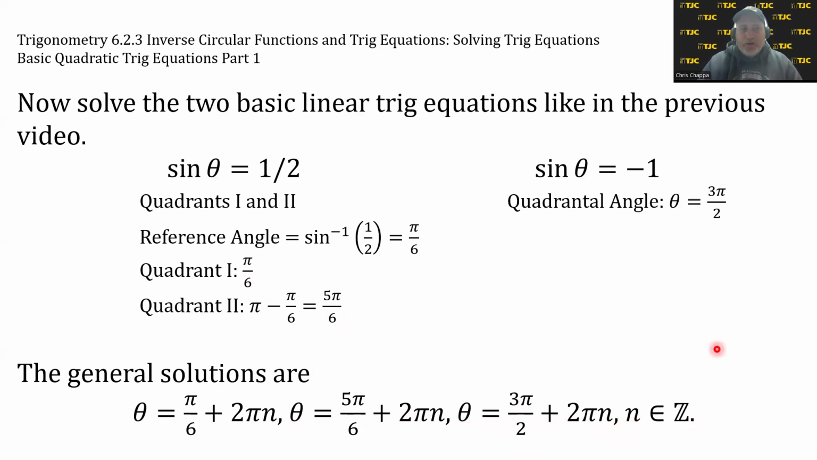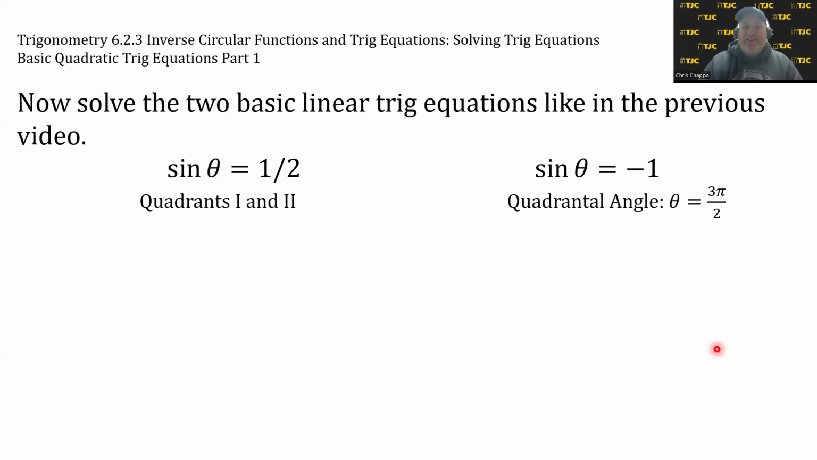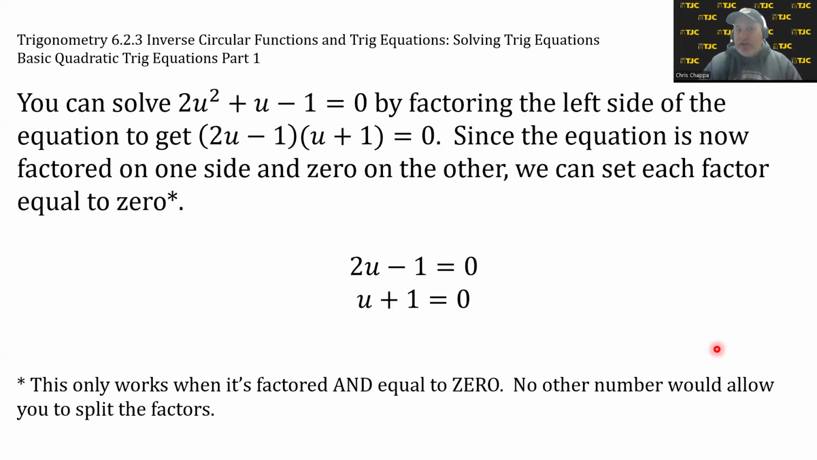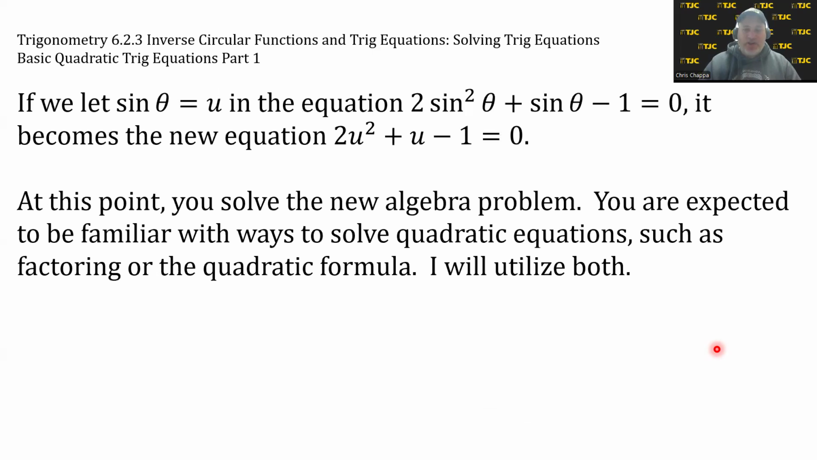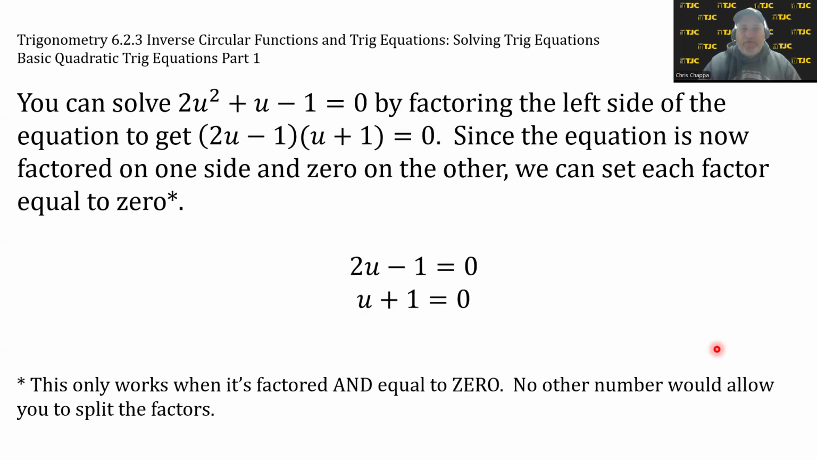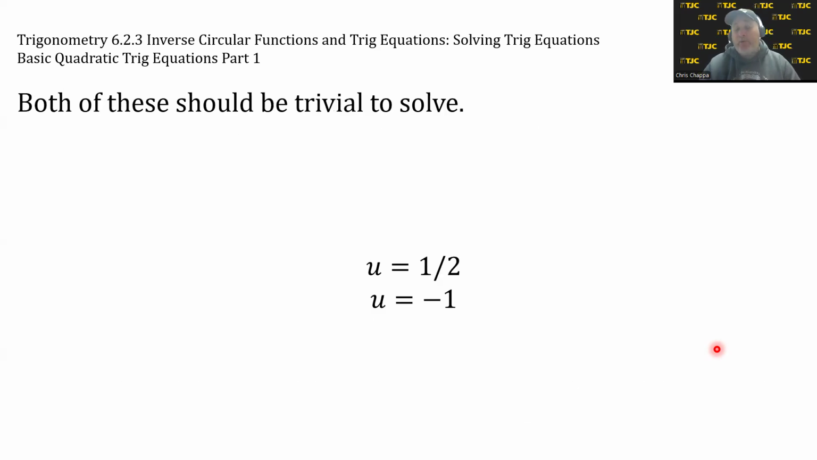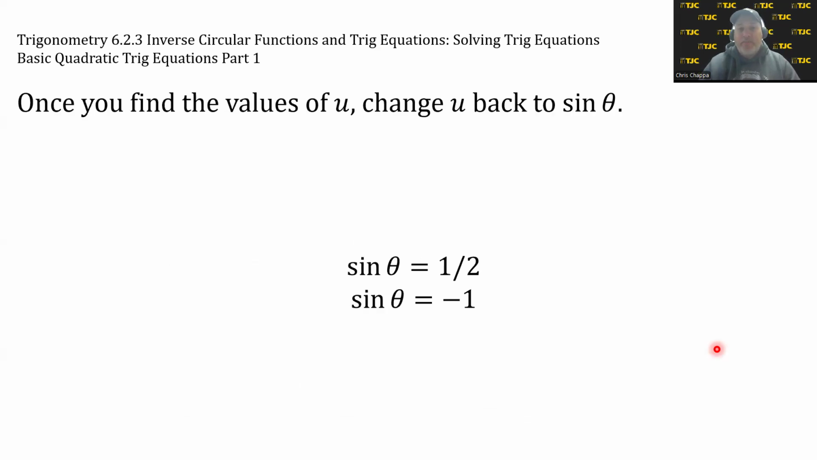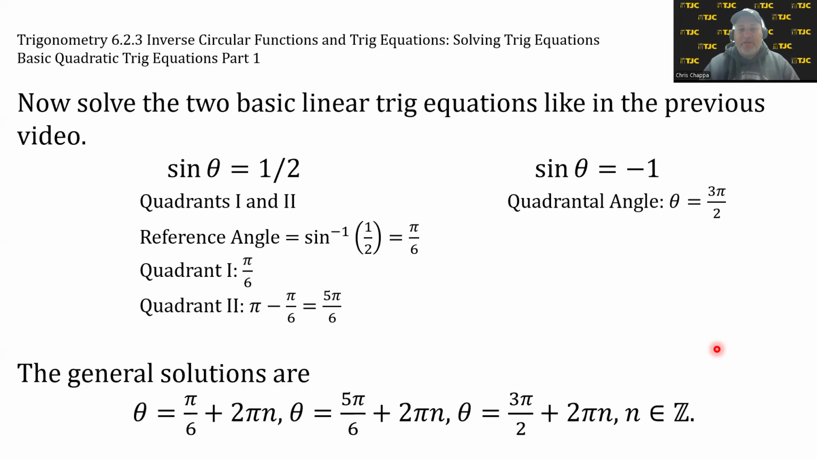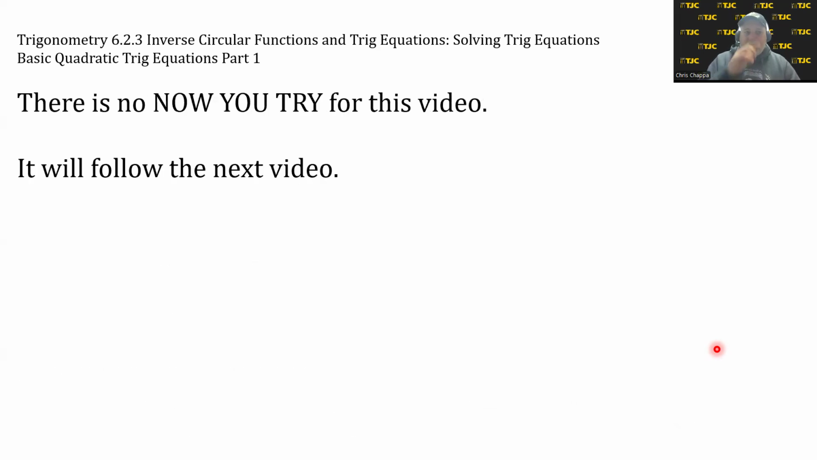So in summary, you basically take this quadratic trig equation and make it not trig with the substitution, then solve the algebra equation. By the way, we could have used the quadratic formula as well. Undo the substitution and then proceed to solve like we did in the previous videos. There is no now you try for this video. It will follow the next video.